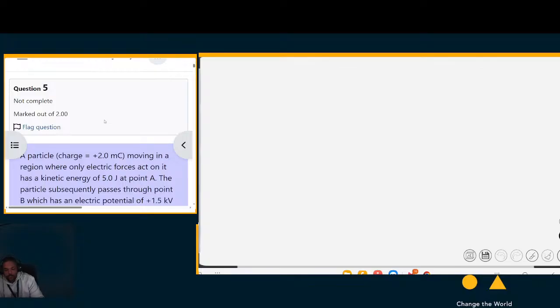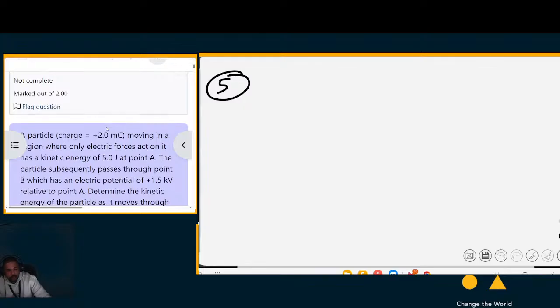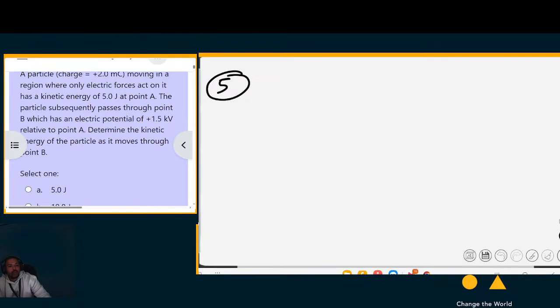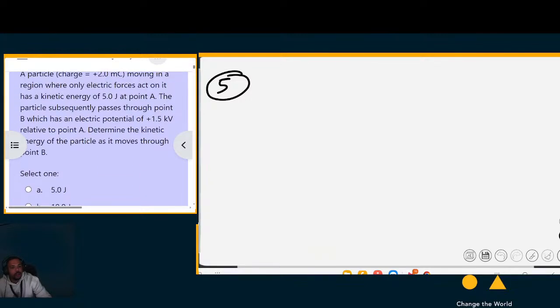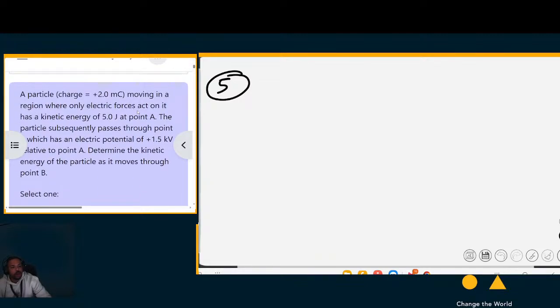Now, question number 5. A particle with a charge of 2 millicoulomb, please don't confuse that with micro, moving in a region where only electric forces act on it, has a kinetic energy of 5 joules at a point A. The particle subsequently passes through point B, which has an electric potential of 1.5 kilovolts relative to point A. Determine the kinetic energy of the particle as it moves through point B.